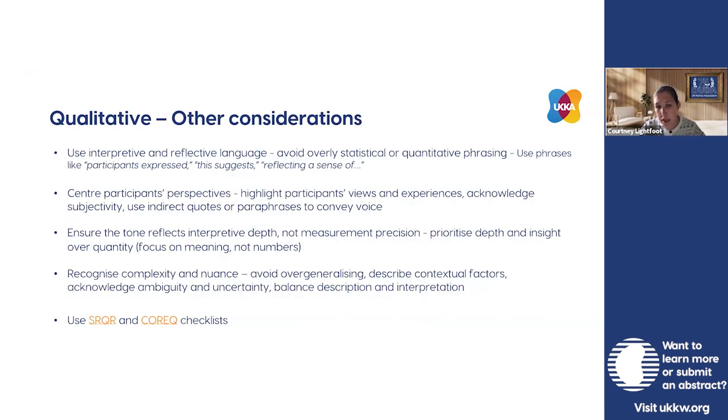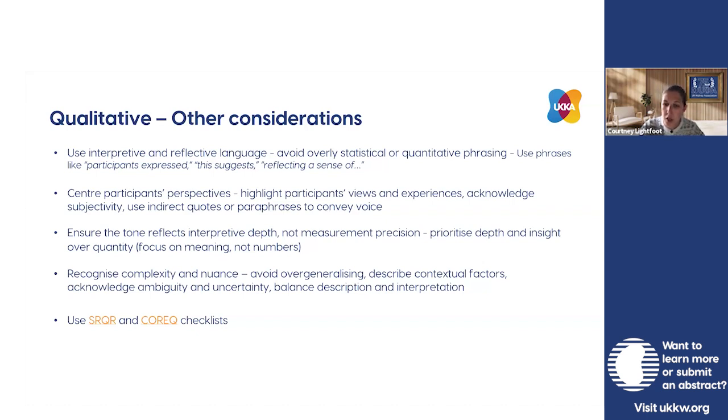So some other considerations when writing qualitative abstracts. You want to use interpretive and reflective language. You want to avoid overly statistical or quantitative phrasings. So we tend to use phrasings such as participants express, or this suggests, or reflecting a sense of. You want to centre your abstract around participants' perspectives. You want to highlight their views and their experiences. You also want to acknowledge the subjectivity within this, so how you may influence the data. And you also may want to include indirect quotes or paraphrase your data to convey a participant's voice.